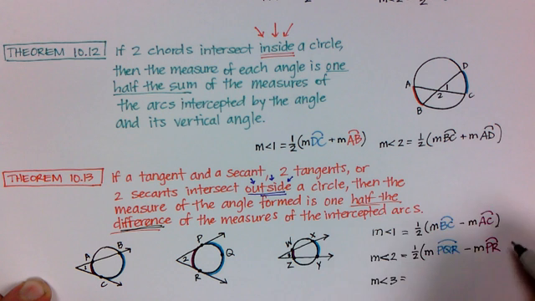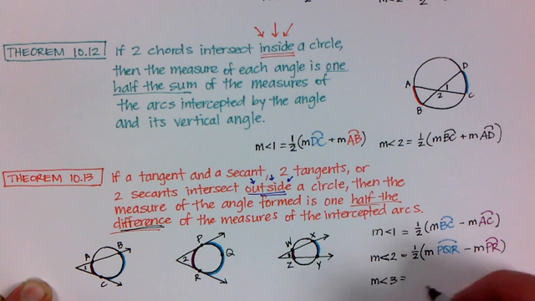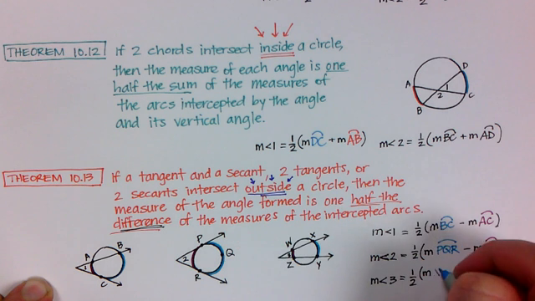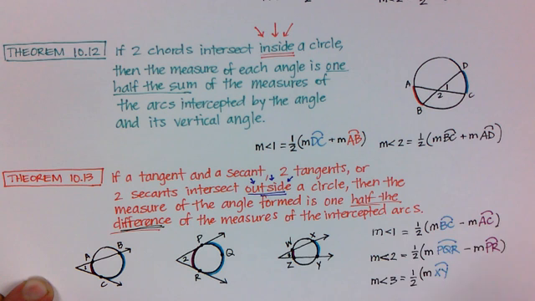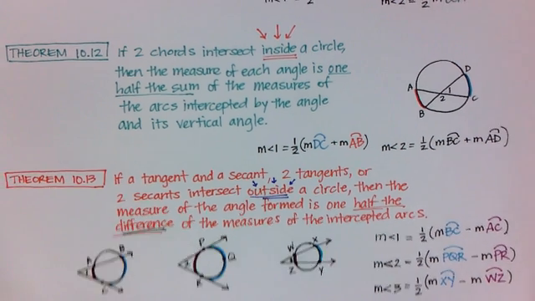And for angle 3, this is where I have two secants. So the measure of this small angle right here, angle 3, is again 1/2 the difference of that bigger arc, which is x to y, minus the measure of the smaller inner one, which is wz. Okay, and that's it for our theorems today. So let me just show you a couple examples, and then we'll be done.